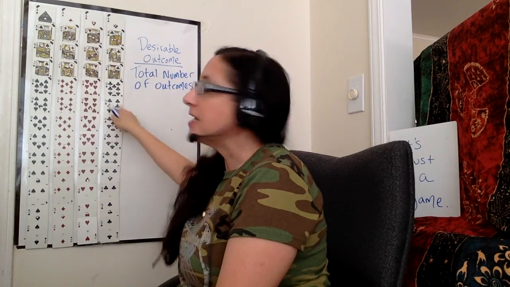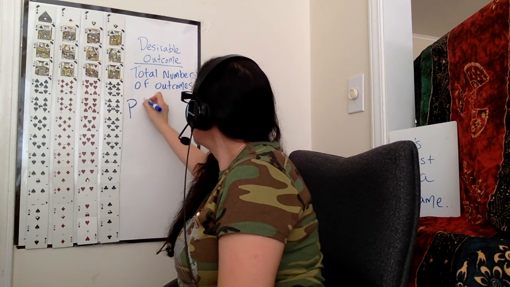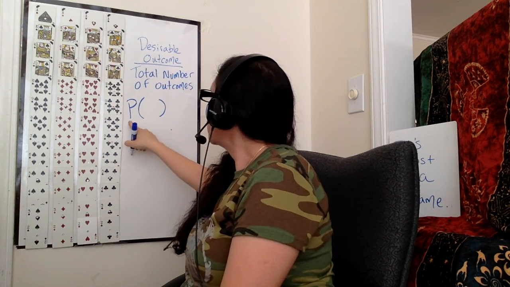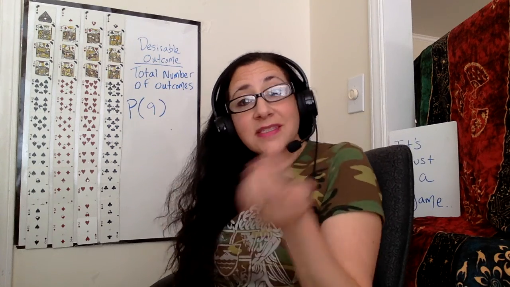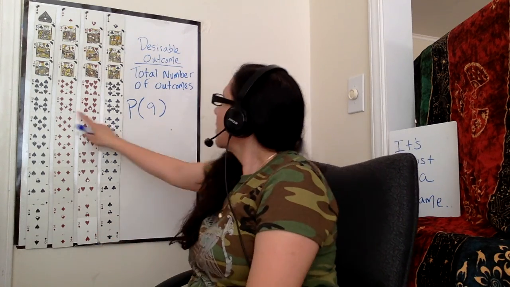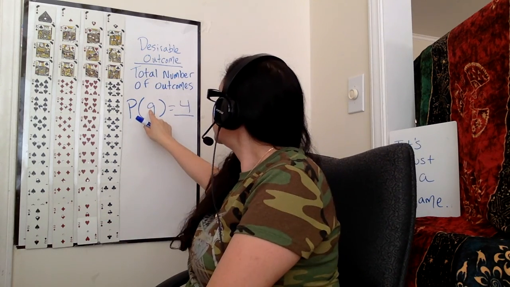So let's say we want to find the probability of getting a 9. Okay, so the notation is written P with a parenthesis like this. This is called probability of 9. Okay, so what's the probability of me getting a 9 if I were to pick randomly out of a deck? Well, how many 9s are in the deck? 1, 2, 3, 4. That goes in the numerator. That's my desirable outcome. I'm looking to see what's the probability of me getting a 9 if I were to just randomly choose a card out of the deck.